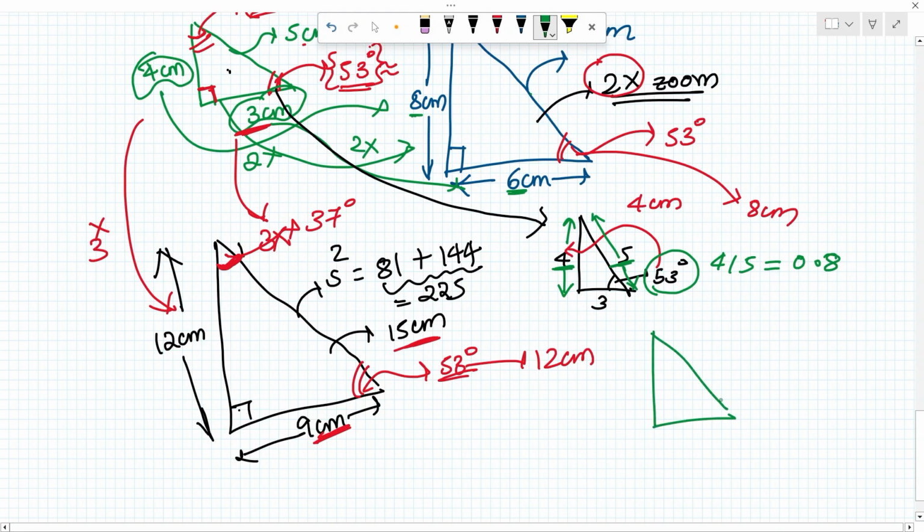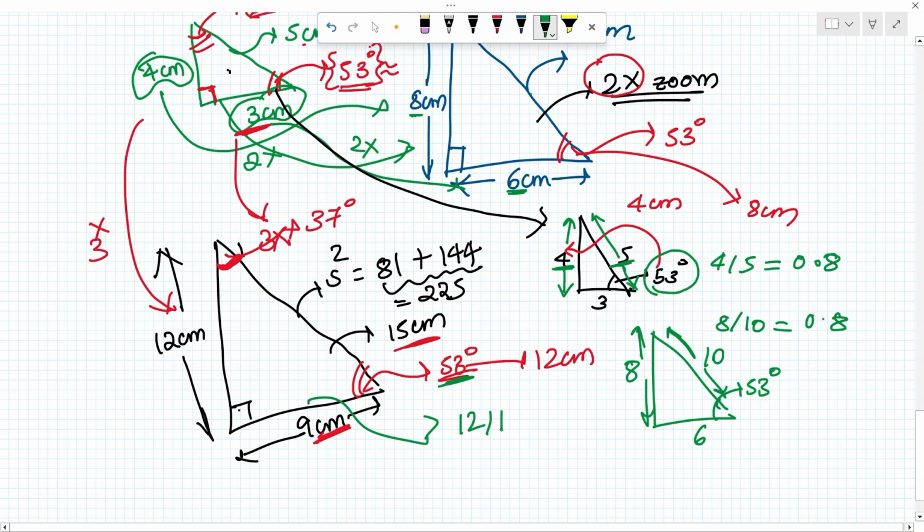Now if I take the 2x zoomed triangle having sides as 6, 8 and 10 centimeters, this is 53 degrees. Now if you see the ratio of this side by this side, it is 8 by 10, it is again 0.8. Similarly in this triangle, the ratio of the side opposite to angle 53 degrees divided by the hypotenuse is 12 by 15, which is again 0.8.